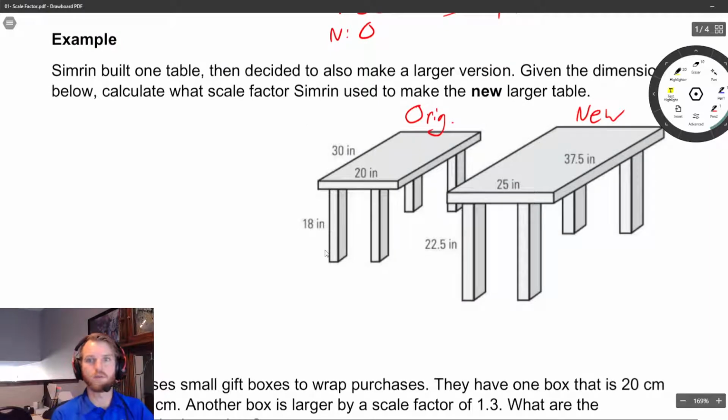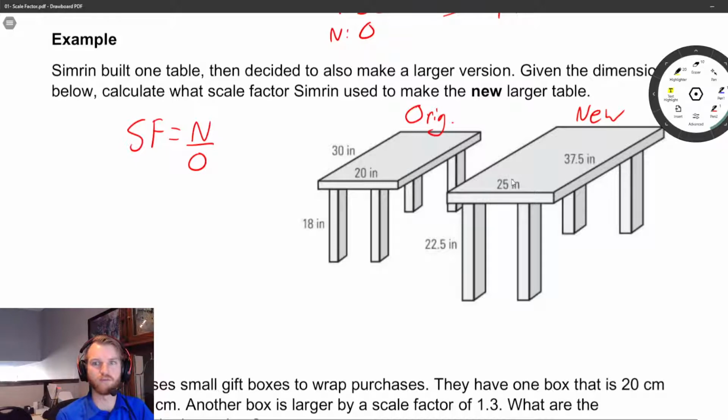Now, if we want to find the scale factor, we're going to use the same equation we always use, which is scale factor is equal to a new side divided by original side. It's important that we pick a matching pair of sides. We can't just pick this side and call it good. They need to be measuring the same part of the object. So this 25 inches is measuring its width, and this 20 inches is measuring its width. And so these two are a fair comparison. They're talking about the same pair of measurements.